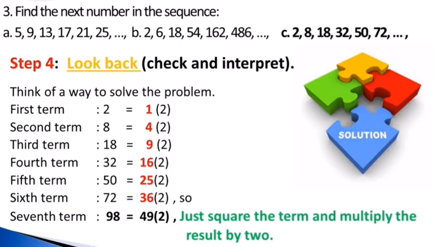In short, if we're going to get the 10th term of this sequence, you're going to multiply 10 times 10, that is 100, then multiply by 2, that is 200. If we're going to go further in getting the next term, on the 20th term, you simply multiply 20 by itself, that is 400, then multiply by 2, that is 800.